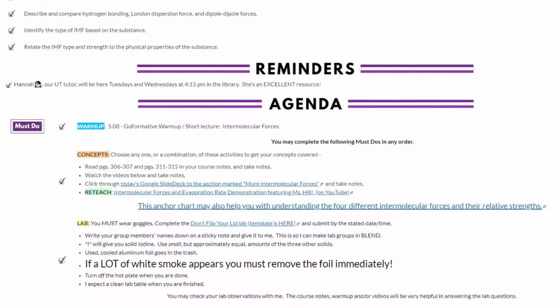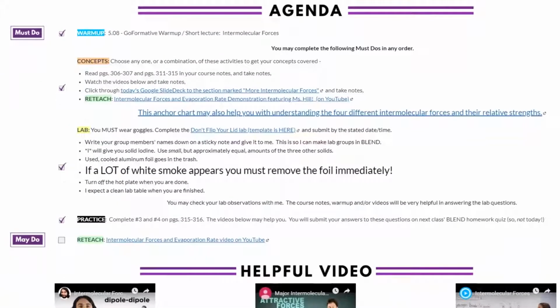So let me get down to the agenda part of this daily page. My playlist is divided into two parts. There are must-do activities that all students are required to complete, and then there are may-do activities that students can choose to complete after the must-dos are completed.